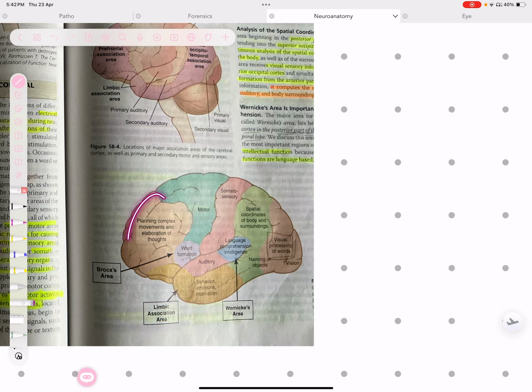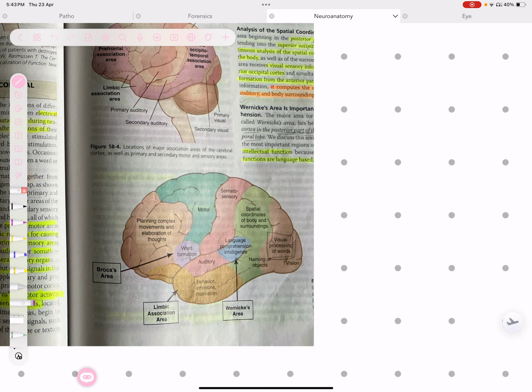Then prefrontal association area, very important. Whenever we think about the prefrontal association area, we understand that this is involved in thoughts, right? So a lot of our thoughts, elaboration of thoughts, is done here. But another very critical thing that's done here is planning complex movements. Now you may be wondering, planning of complex movements, oh my god, even the prefrontal cortex does that. Yeah, even it does that.